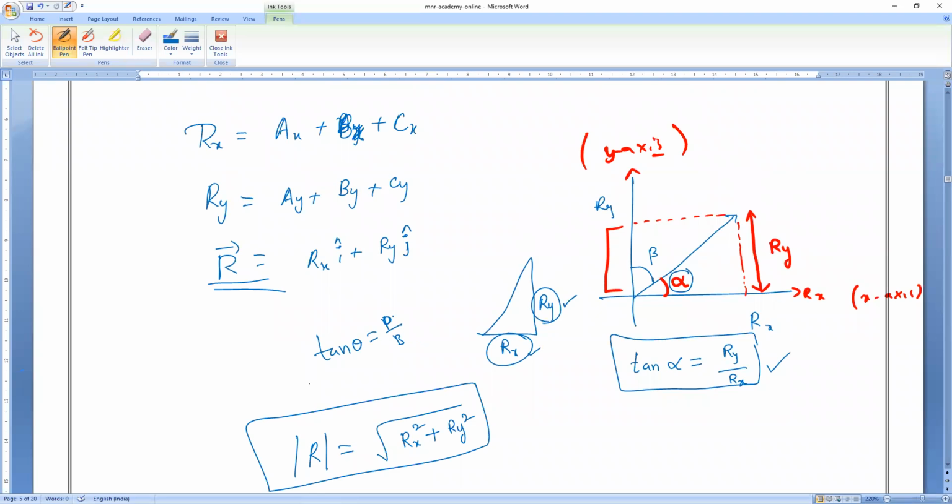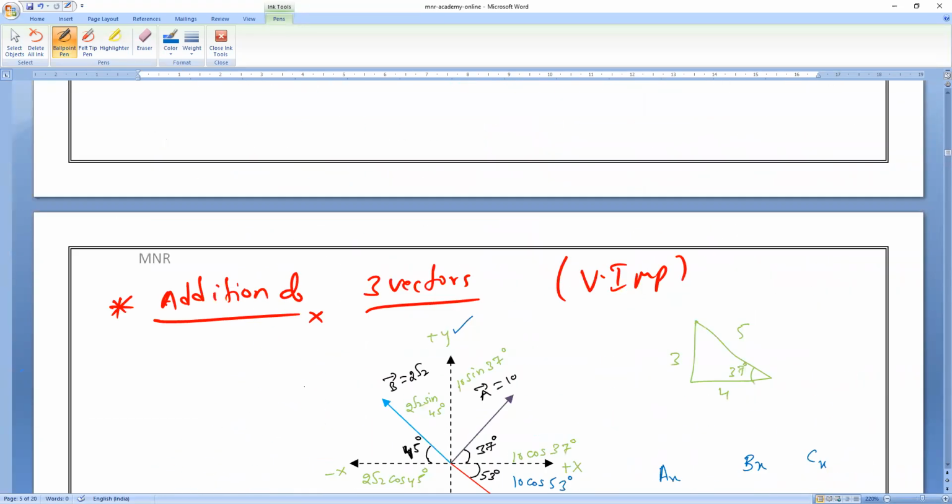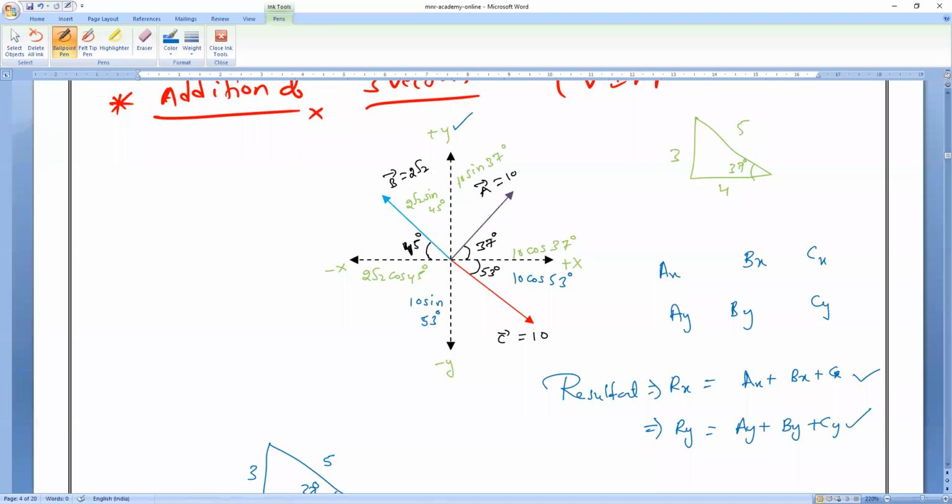If anybody has any doubt, you can ask me. This is very, very important: addition of three vectors. Have you all understood how to add the three vectors? Yesterday in class, we found how to find the components on the x-axis and y-axis. Do you all remember?